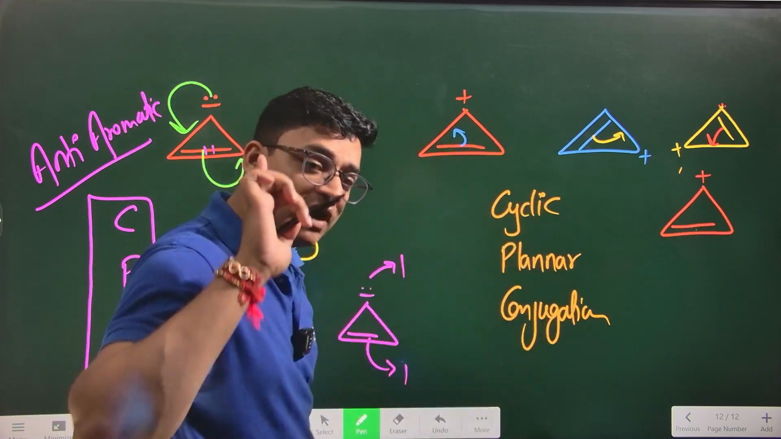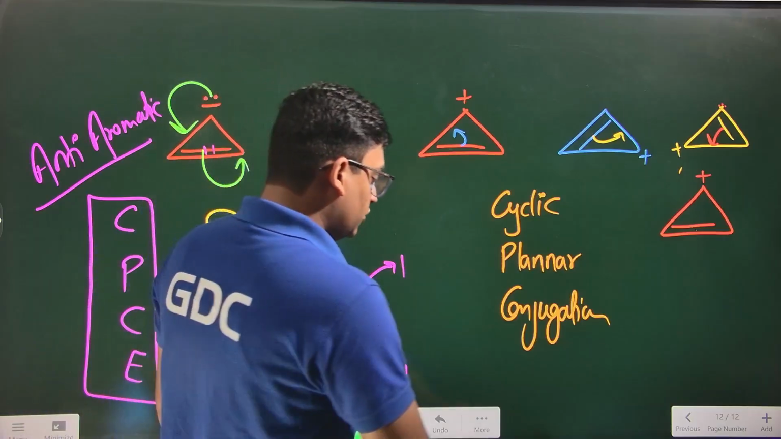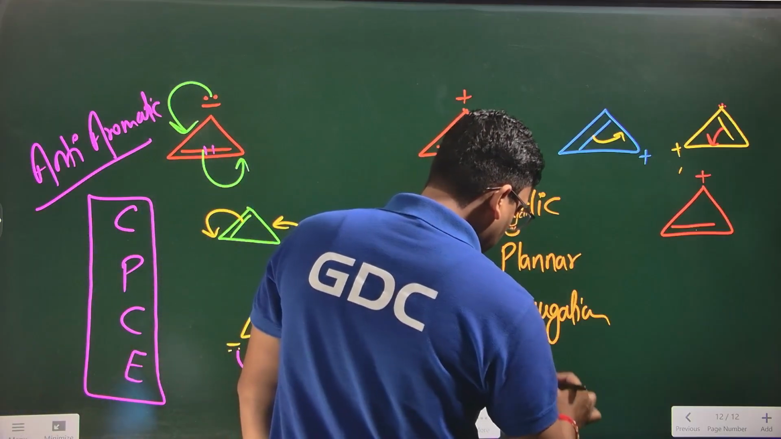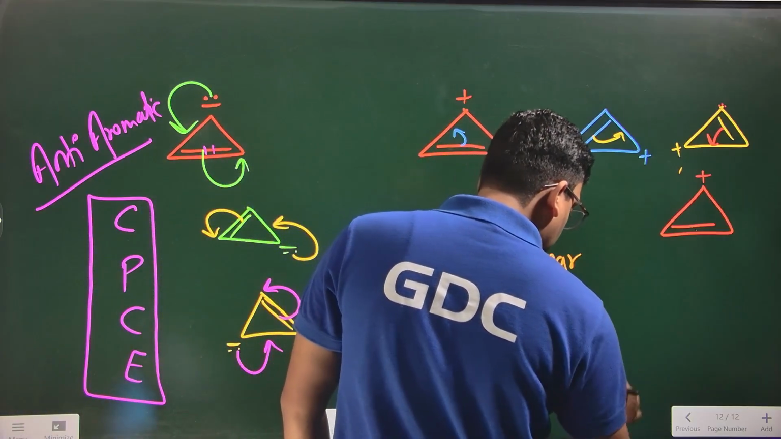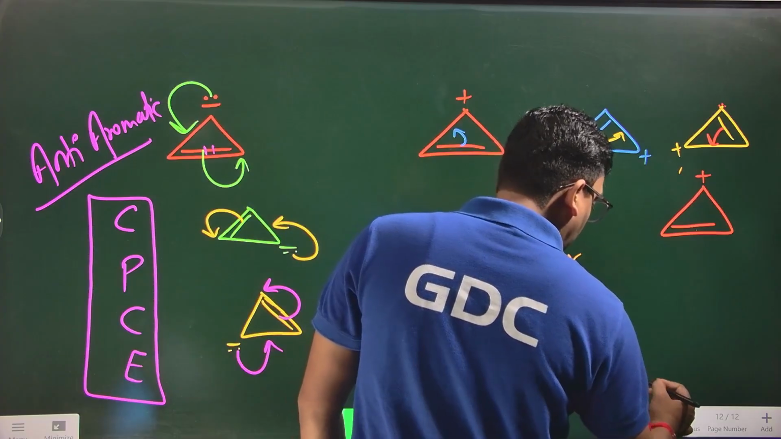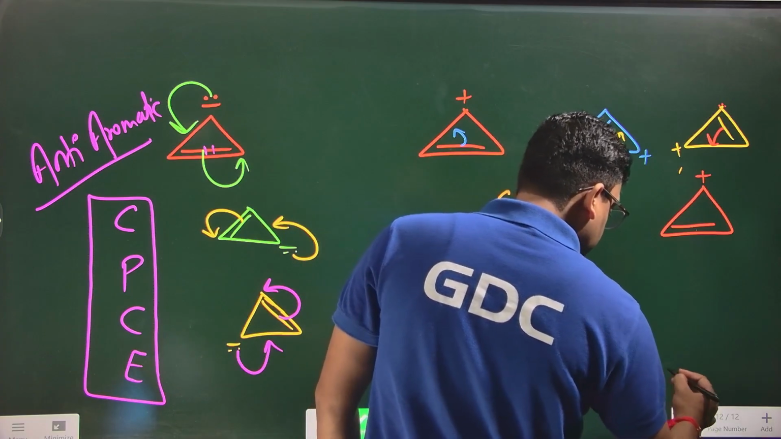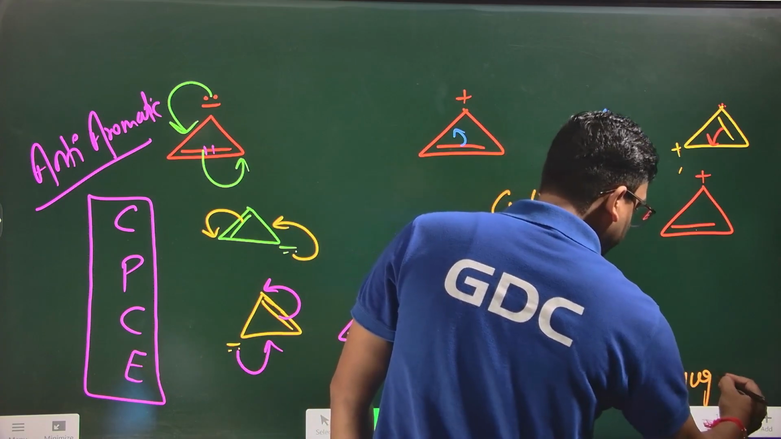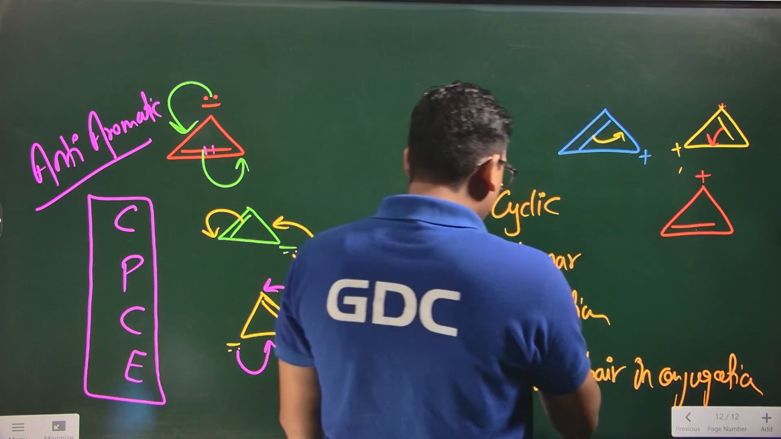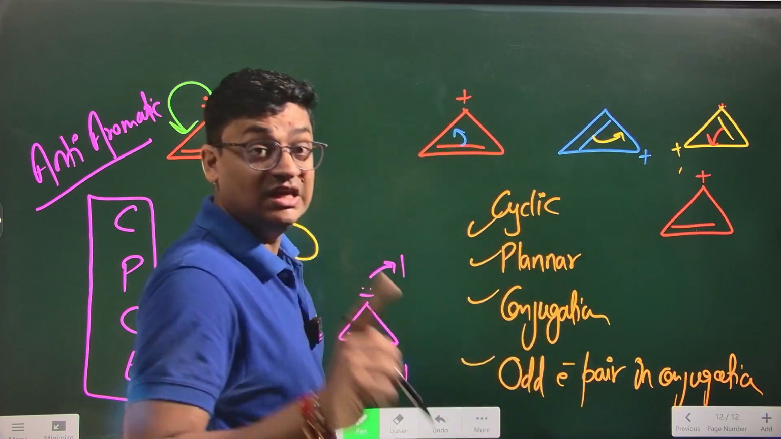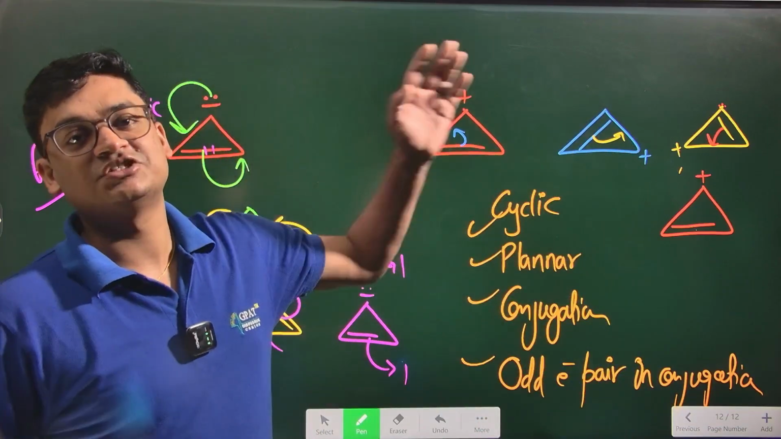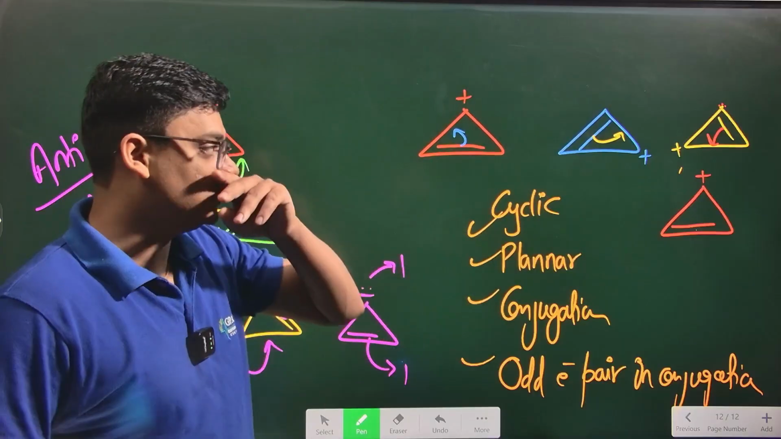And if there is only one pair of electrons in conjugation, you can simply write it down as odd electron pair in conjugation. So what we have got? It's a CpCO. CpCO. It means yes, this structure will be an aromatic structure.